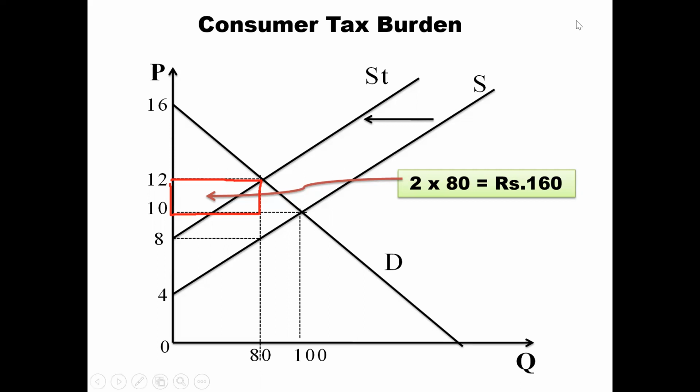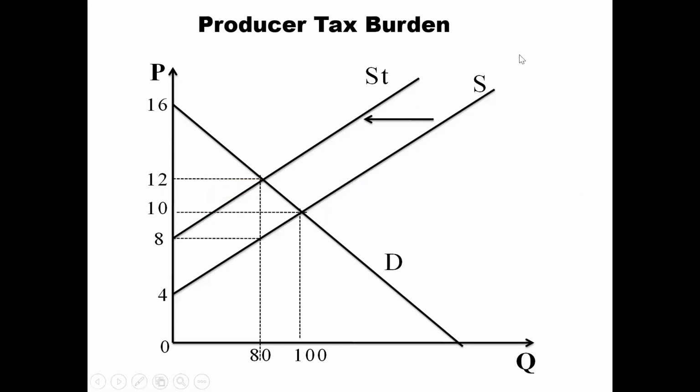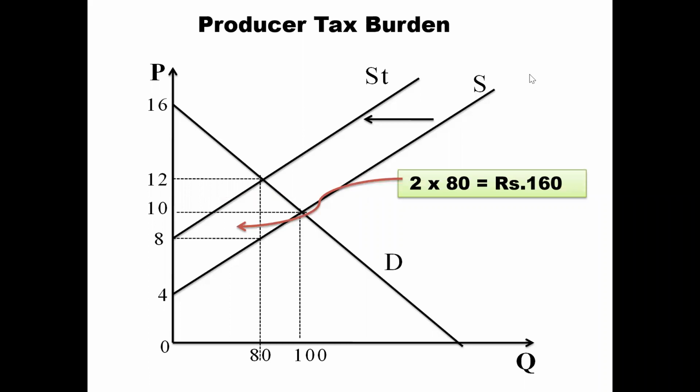Then the second one, producer tax burden, right? Tell me the value. Jamila, producer tax burden, how much is it? So 160. Yes, same value, 160. So mark the area and show the value. This is the producer tax burden. Highlight the area and show the value, 160.